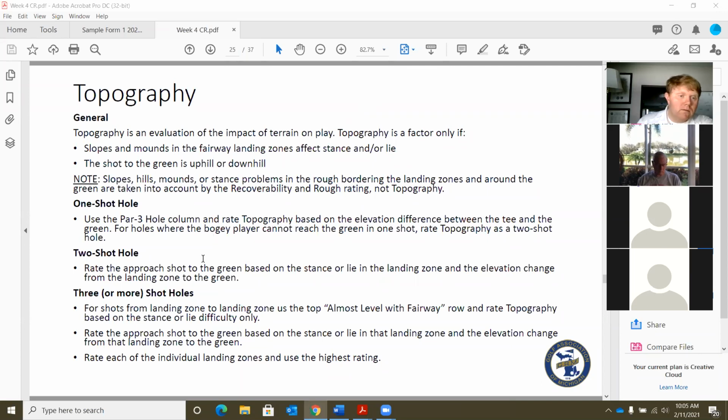On a one-shot hole, or a par 3, on our chart, there's a column that we use, and the topography is based solely on the elevation difference between the tee and the green for those holes. However, if you do have a par 3 where the bogey player cannot reach the hole, topography must be rated as a 2-shot hole.